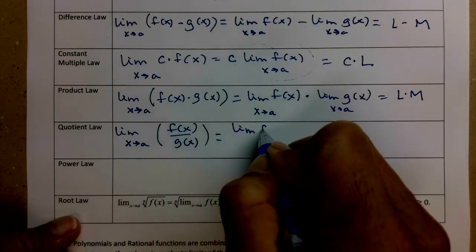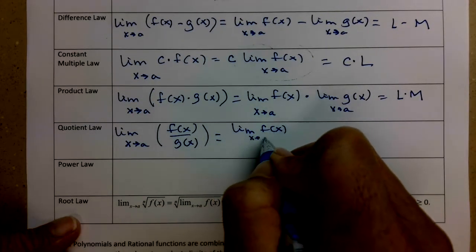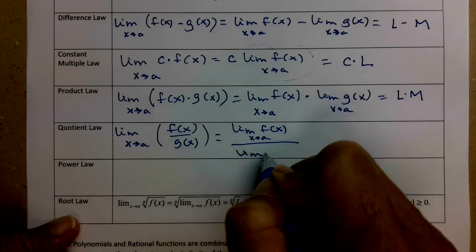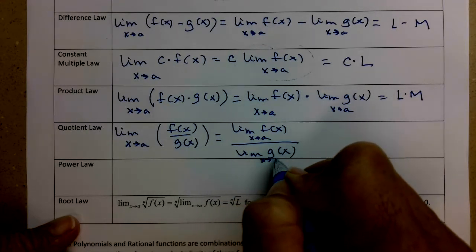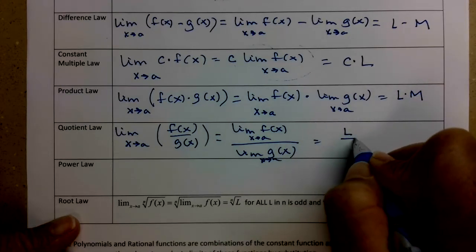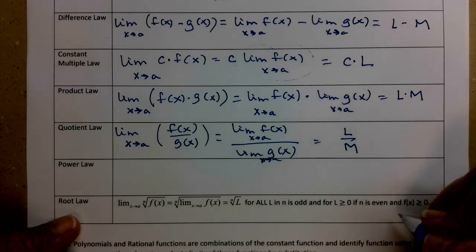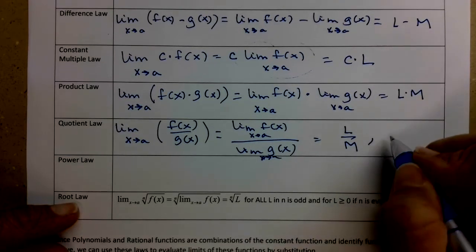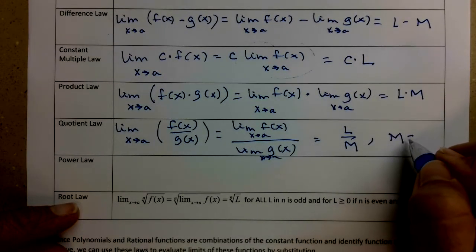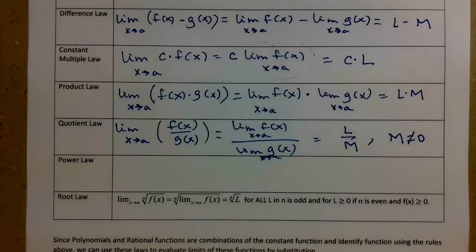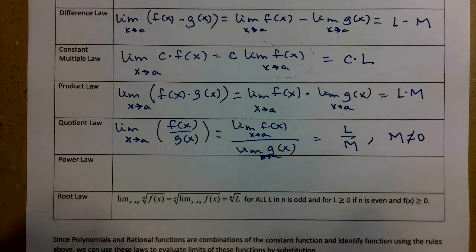So the limit of the numerator divided by the limit of the denominator. So L over M. Okay, this one has a caveat. As long as what? Yeah, M is not 0. We still can't divide by 0. Well, this is the year that we find out how we deal with division by 0. We'll have some different strategies depending on what's in the numerator.